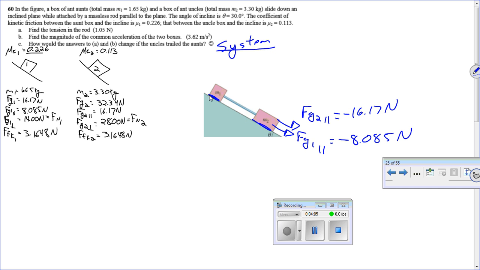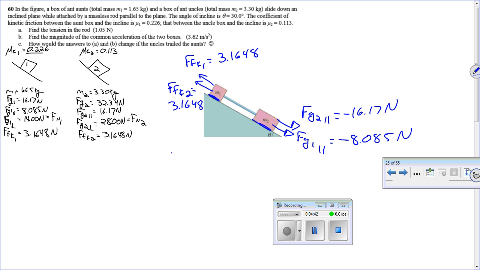Now we've also got friction affecting this thing. So we're going to have the force of friction kinetic on number 1. This word is in my way, so I'm going to just get rid of it. So that force of kinetic friction is 3.1648. And we're also going to have the force of friction kinetic on number 2, which also happens to be 3.1648. And I think that's it, because all of the other forces here act perpendicular to the ramp, right? So I think that's it.